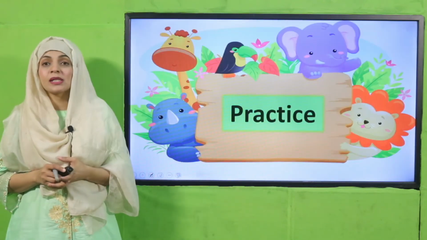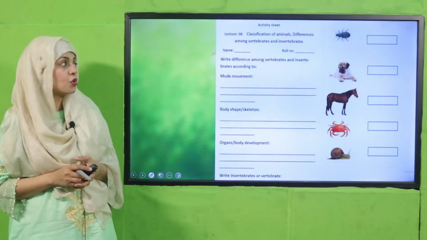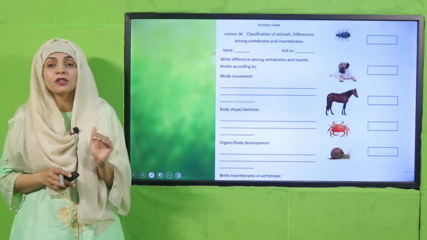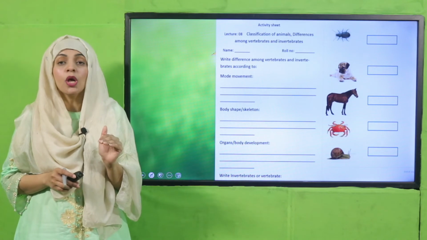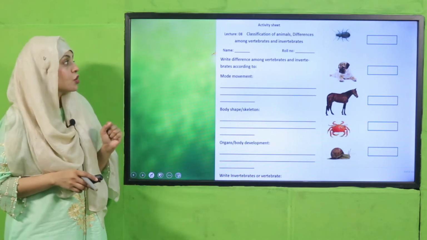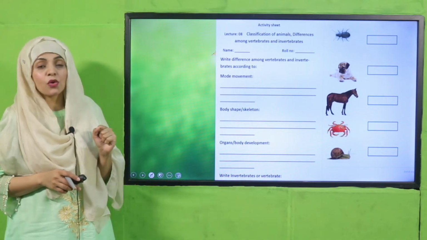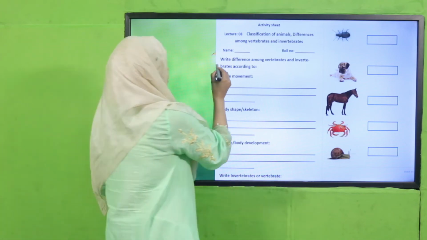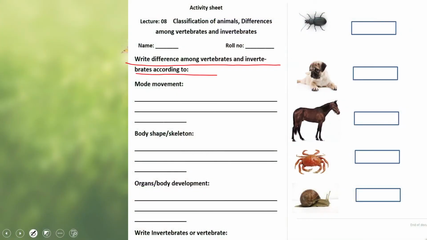So my dear students, now is the time for practice. For practice, what you need to do is download this worksheet from the description box below this video and then finish it. Okay. So what you need to do is write down your name and your roll number. Then write the difference among the vertebrates and invertebrates according to mode of movement, body shape, organs. Then write invertebrates or vertebrates.